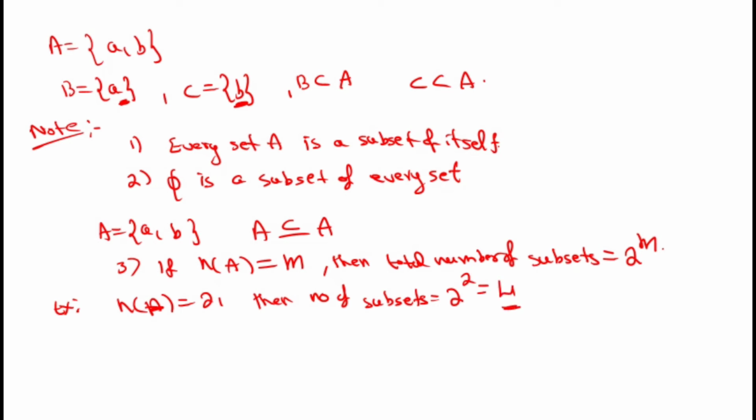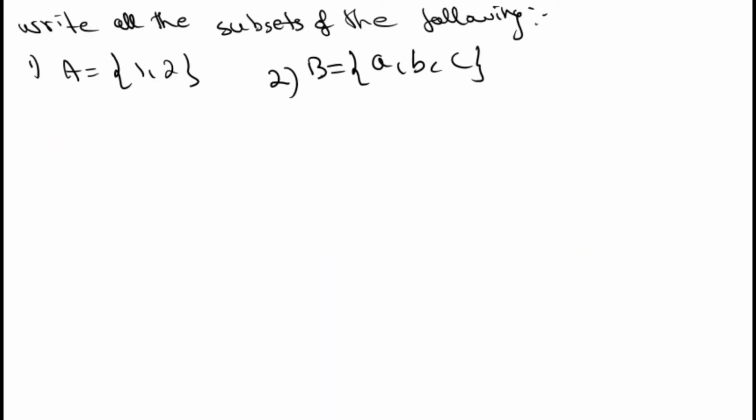Okay, so remember, the first note: every set A is a subset of itself. Second note: the empty set is a subset of every set. See, every set has one common subset, that is the empty set. Then the third note: if n(A) is equal to m, then the total number of subsets is equal to 2 to the power m. See the question: write all the subsets of the following. The first set is given as A equal to {1, 2}. You need to list all the possible subsets.